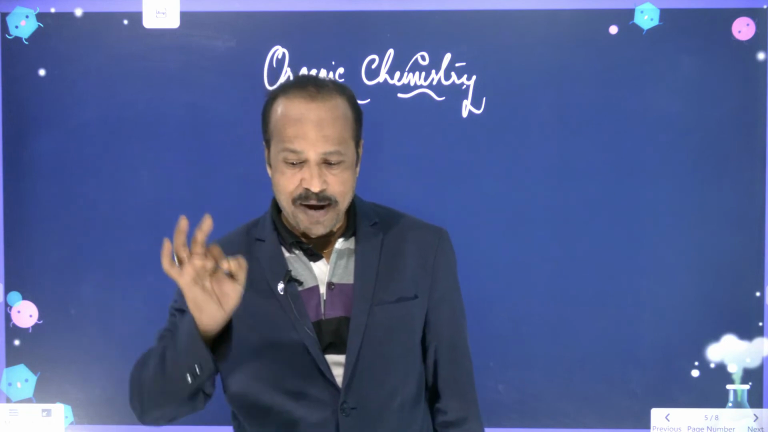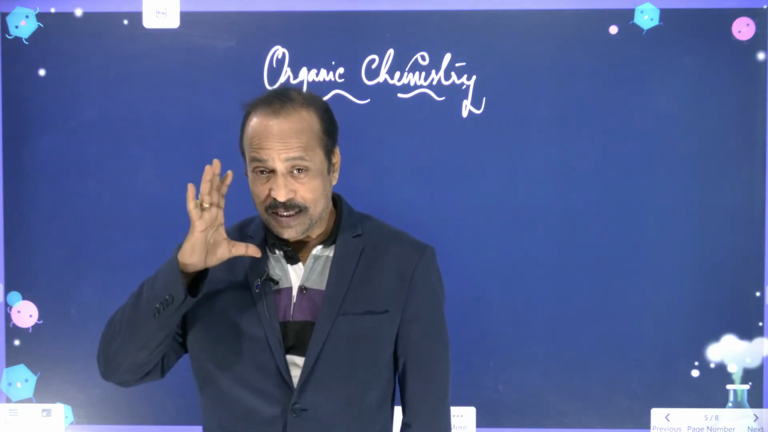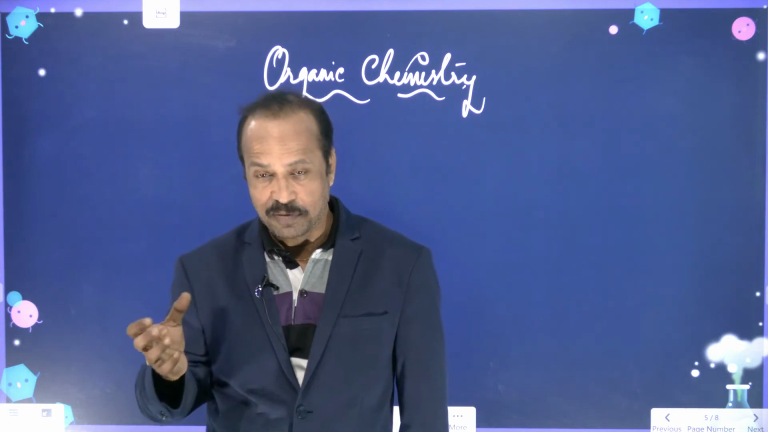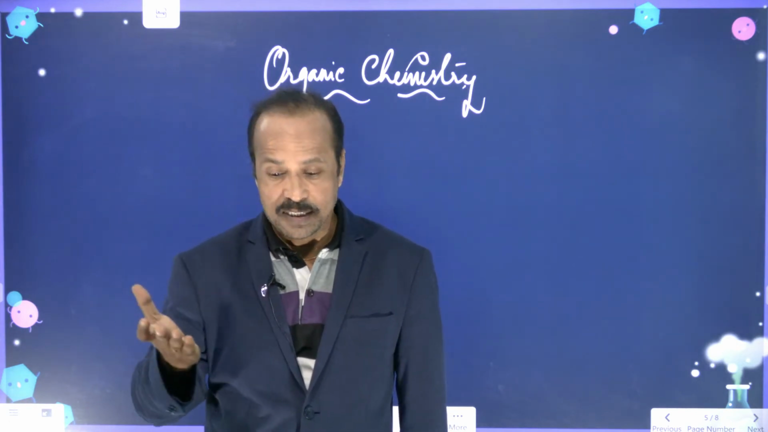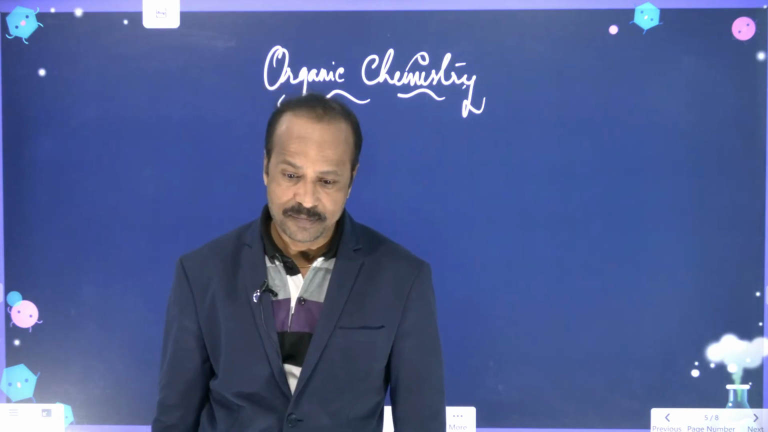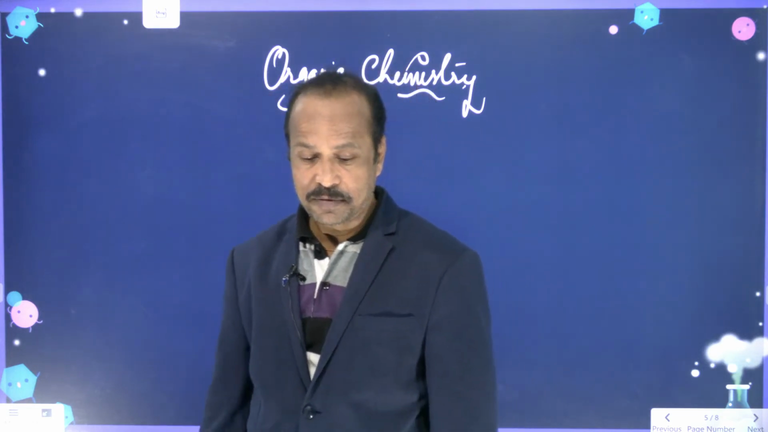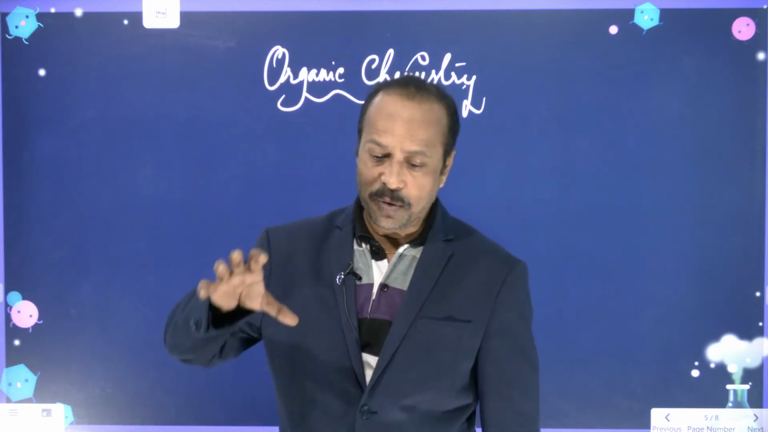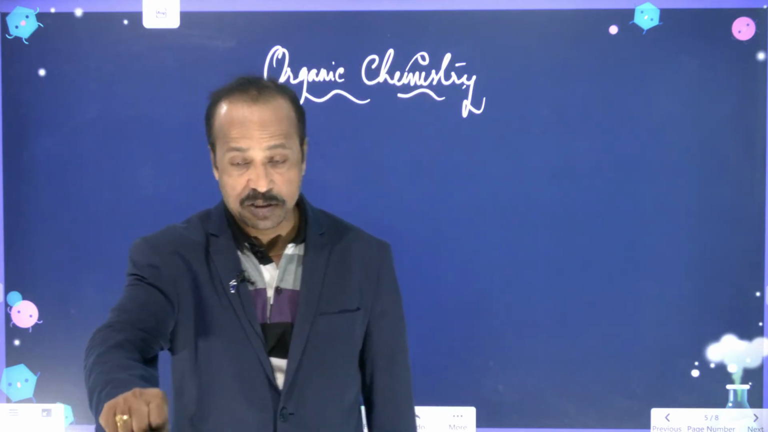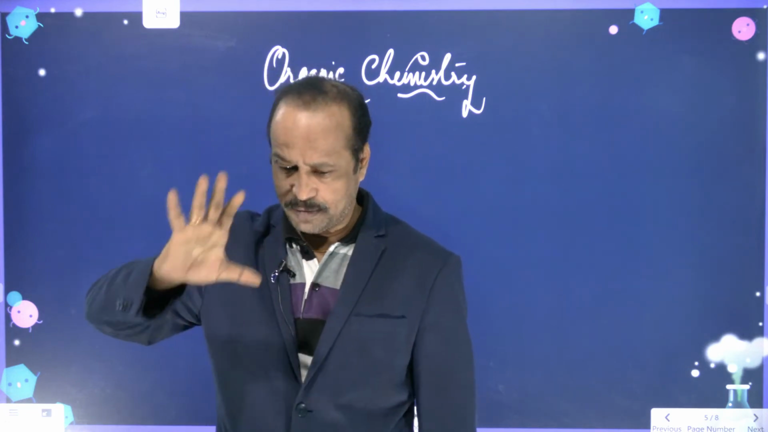So to prepare some things we need plants and animals. A vital force is required. So the things which you are getting from the plants and animals, like milk, we cannot prepare artificially, he said. Who? Berzelius. Berzelius was a scientist. He told that to prepare some substances we require a vital force, that vital force which is present in the living organisms. So only those living organisms can prepare them.